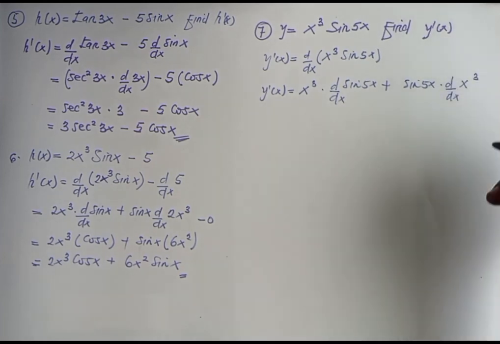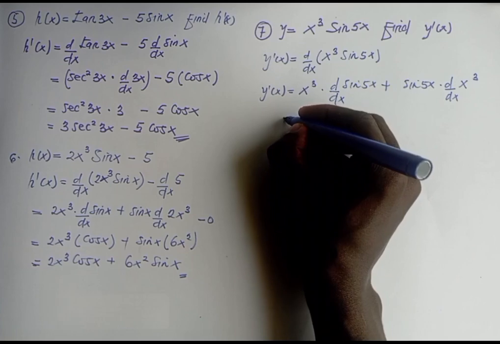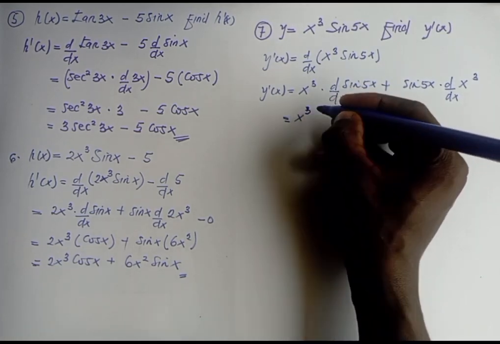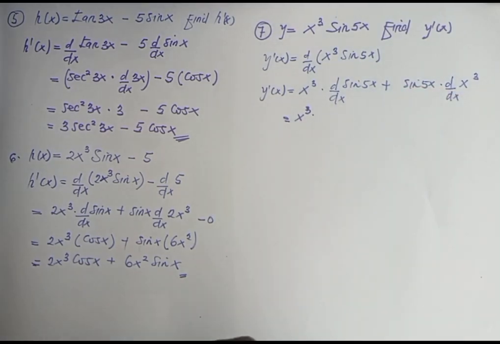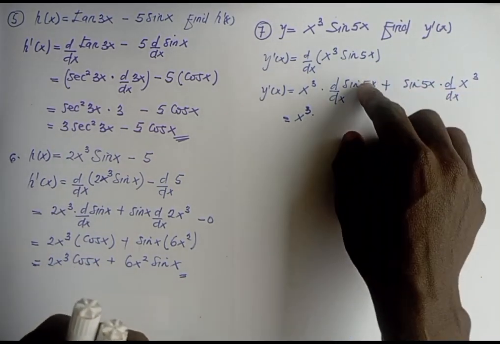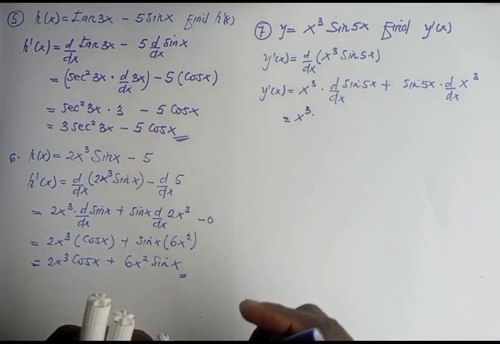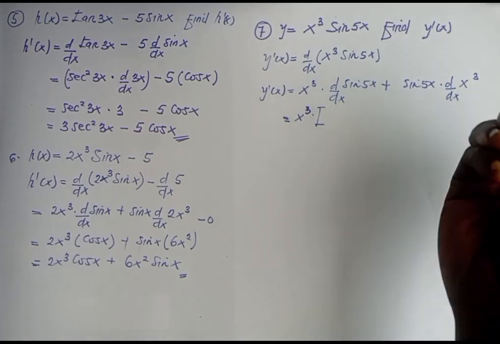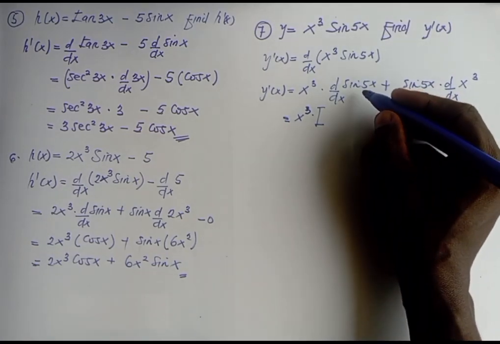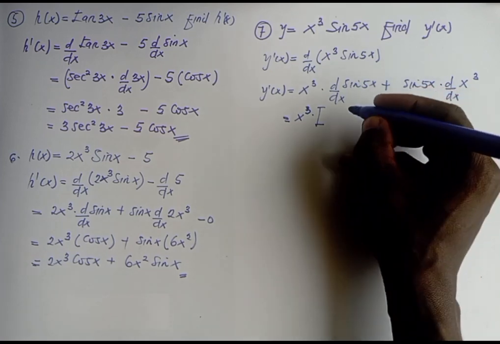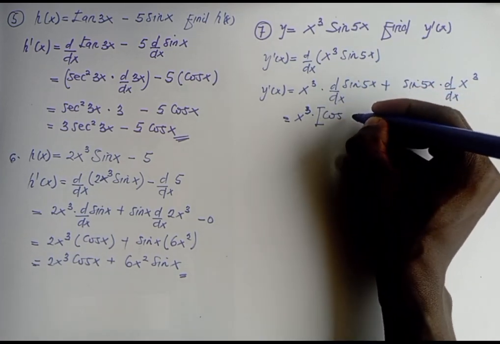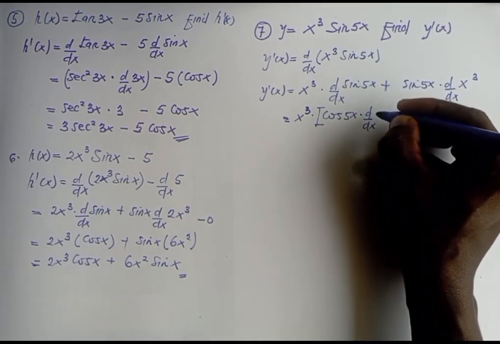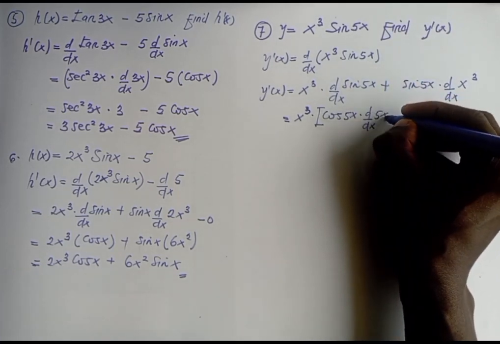x cubed. So we have our x cubed here. Now looking at the derivative of sine 5x, we can apply the chain rule here for us to get the derivative of sine 5x. So let's bring our bracket here. Now when we differentiate sine, we get what? We get cos. So we have cos of 5x, and then we multiply it by the derivative of the inside function, that is what? 5x.